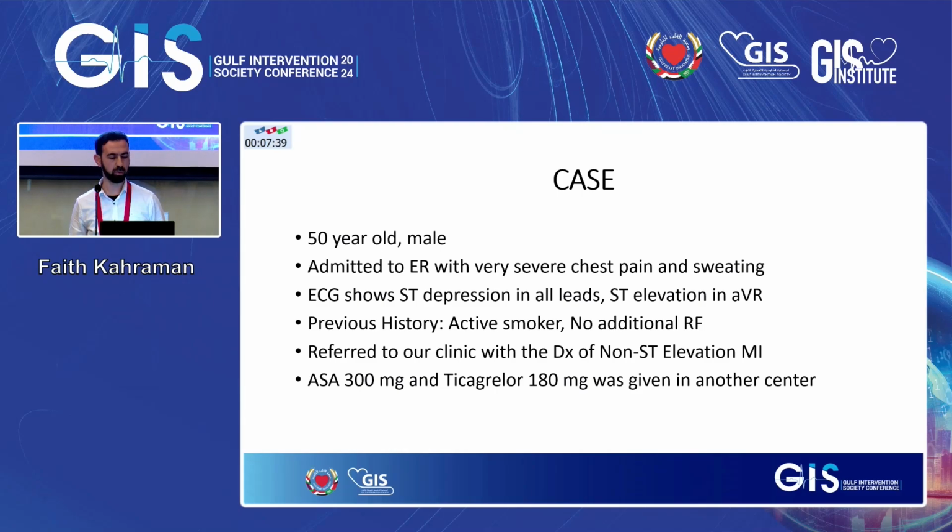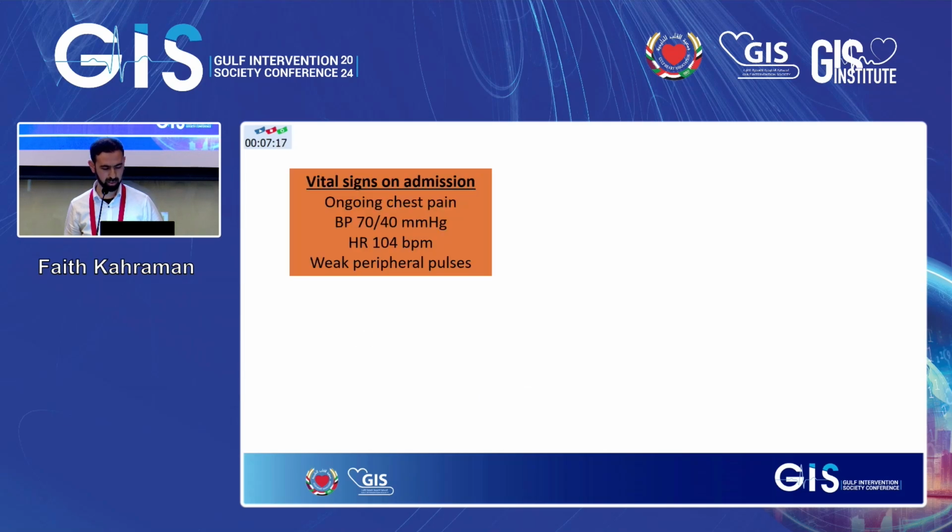He is a 50-year-old male admitted to the ER of a different hospital with very severe chest pain and ST depression in all leads, with ST elevation in aVR. He has a smoking history, otherwise healthy, and he was referred to our clinic as non-ST elevation. ASA 300 milligram and ticagrelor 180 were given in that center.